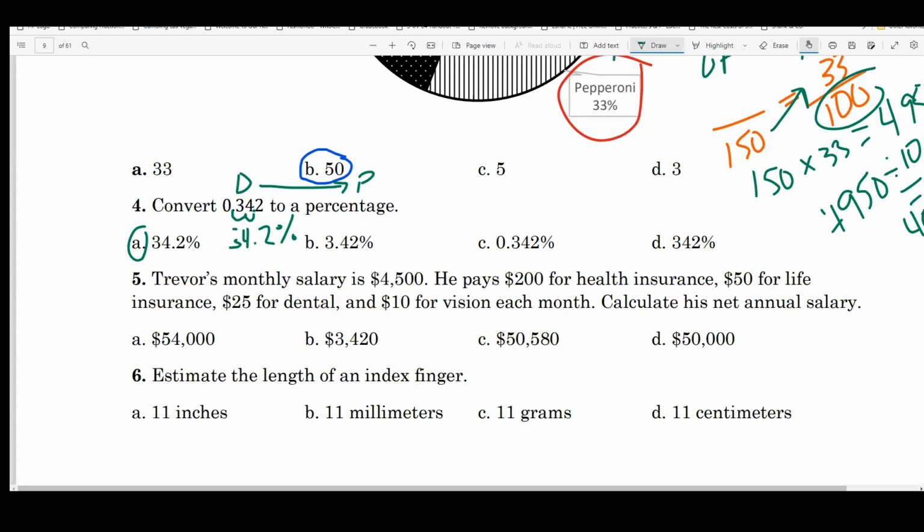All right, let's take a look at number 5. It says Trevor's monthly salary is $4,500. He pays $200 for health insurance, $50 for life insurance, $25 for dental, and $10 for vision each month. Calculate his net annual salary.